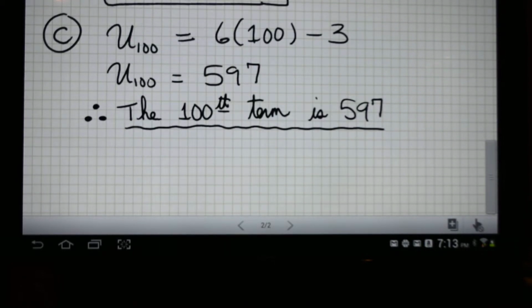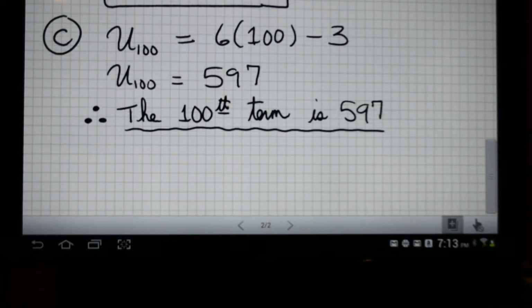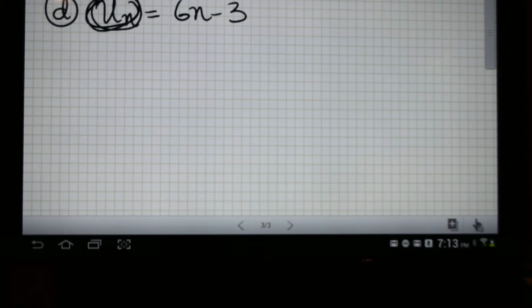I gotta go on the next page. I'll just look in the book. So we're going to start with our formula. I think that was it. Yeah, that was it. So you're going to plug in that number for UN. That's your nth term.